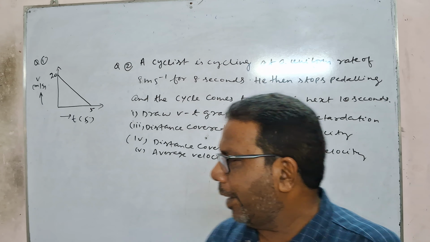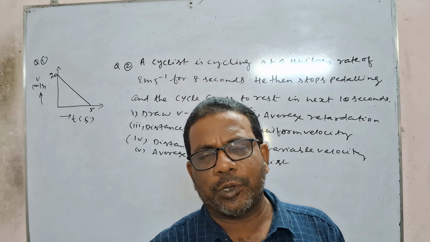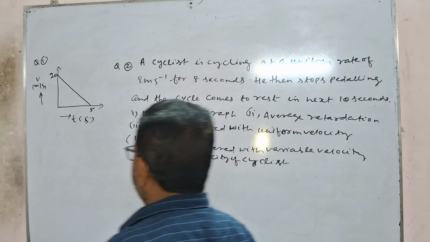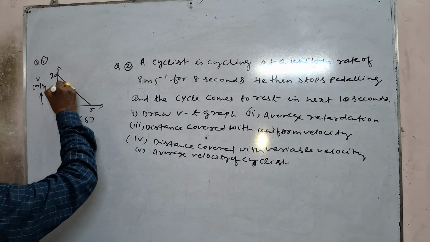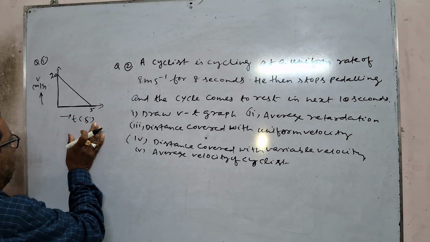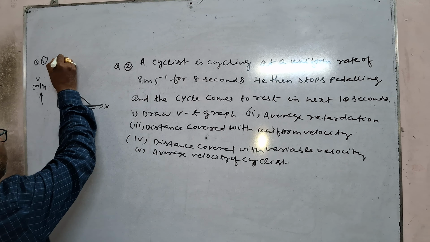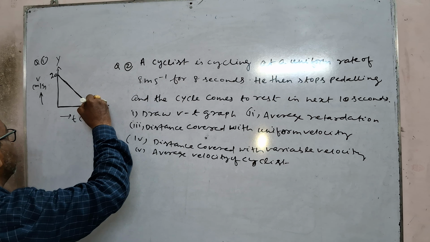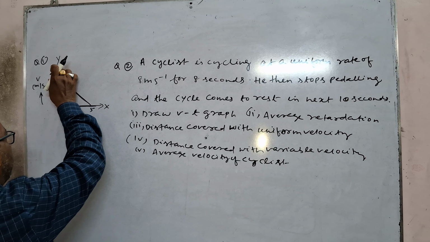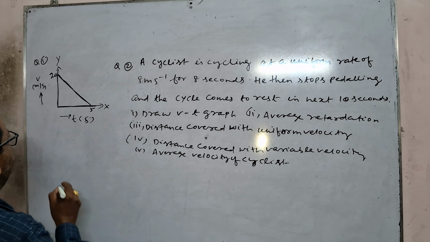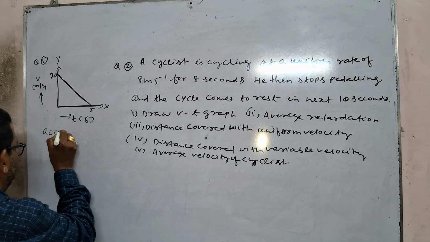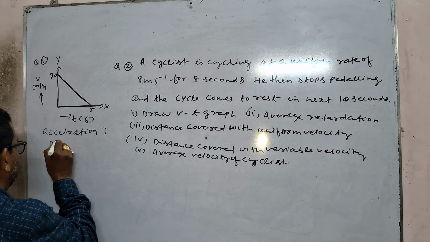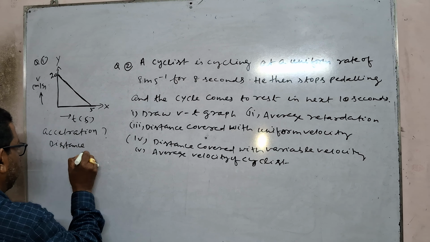Students, in this video we will discuss some numericals about VT graph, DT graph. Here is a VT graph, with time along the x-axis and velocity along the y-axis, and the graph is shown as a straight line. In this graph we have to find the acceleration and the distance covered.